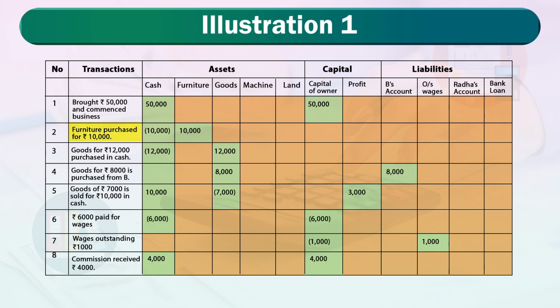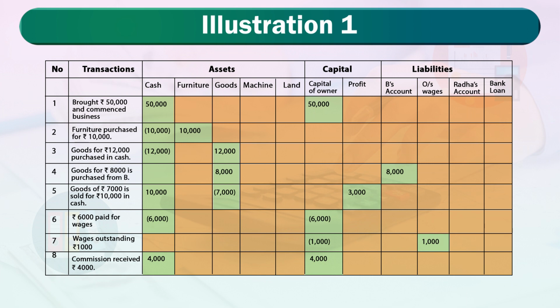Second transaction is furniture purchased for rupees 10,000. So, we have paid cash of 10,000. So, we have deducted 10,000 from the cash column and we have added 10,000 in the furniture column. The third transaction is goods for rupees 12,000 purchased in cash. So, we have deducted 12,000 from the cash column and then we have added 12,000 in the goods column as we have purchased goods in cash.